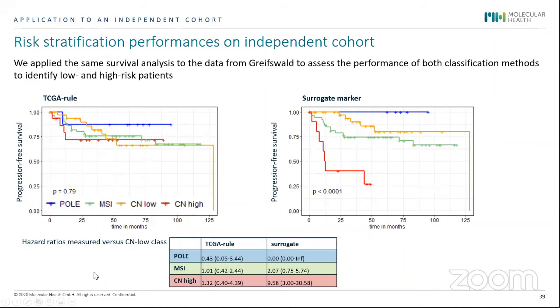So we look at the hazard ratios. They actually confirm this. The TCGA rule just completely does not perform, in particular, not to identify the high-risk patients, while the surrogate marker-based classification identifies low-risk cases and high-risk cases very, very well.